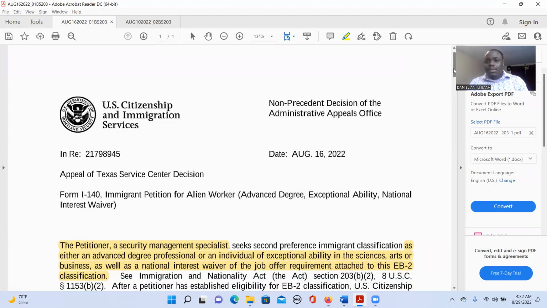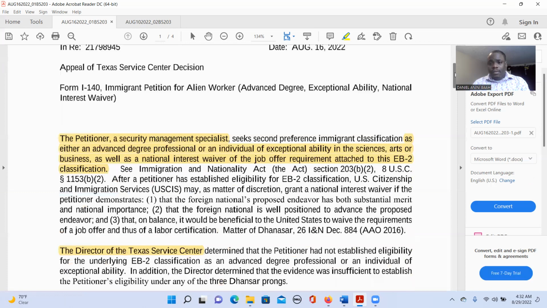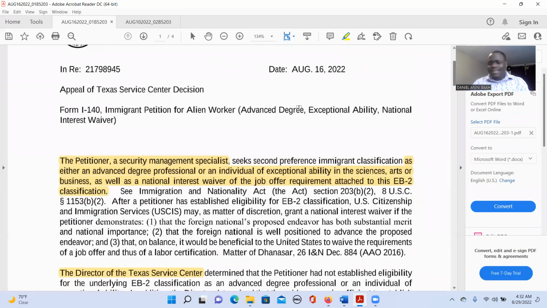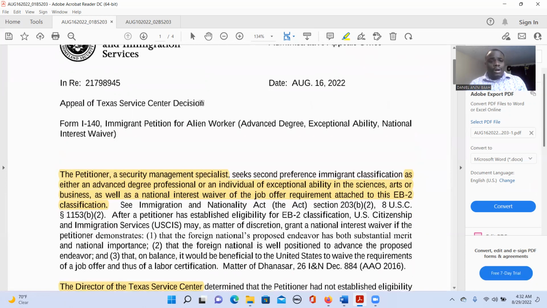Now let's look at this particular applicant. This particular applicant filed with the Texas Service Center. So there are a lot of service centers that people send their petition to. It can be Nebraska, it can be Texas. Some even send to California, some even send to Vermont. So different service centers adjudicate cases, but I think the Texas Service Center is the largest so far that I've come to know.